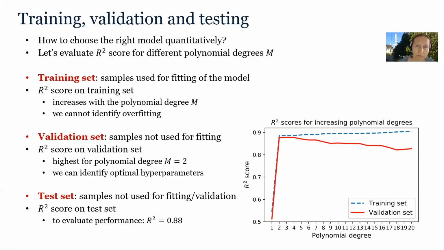Usually, we will also need a third set of data. And this is called a test set, and it is important that the samples in the test set are not used for fitting or validation. And we calculate the R2 score on the test set only on our final model, so the one that we chose during validation. And so for us, it's the second degree polynomial. And for this particular example, we achieved an R2 score of 0.88, which is quite good.